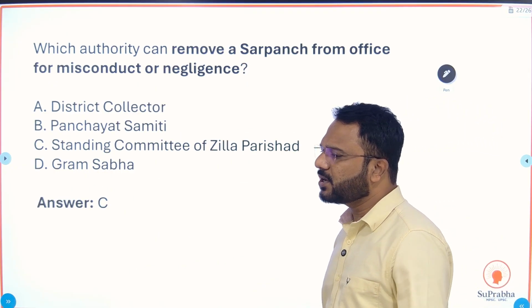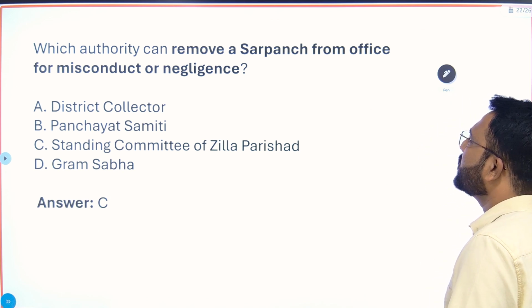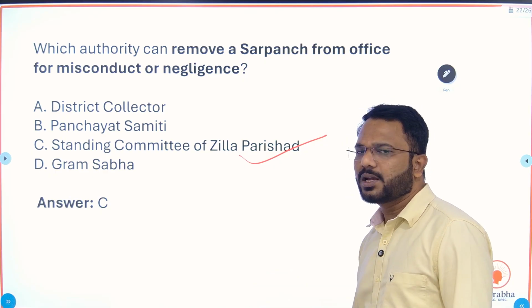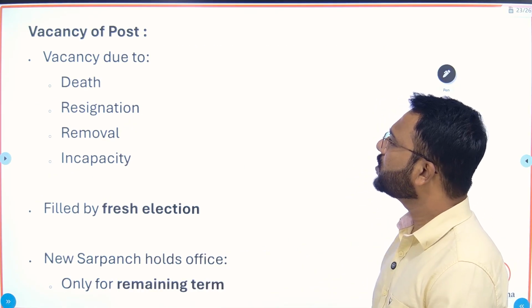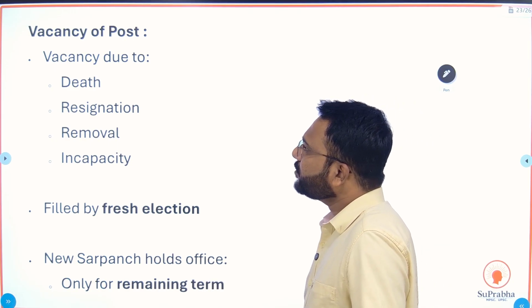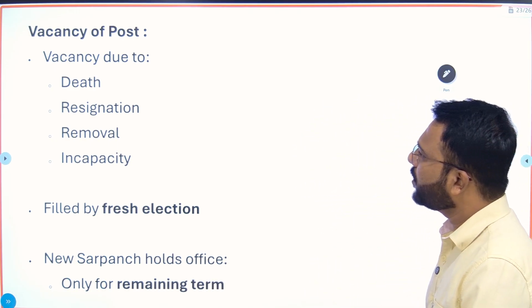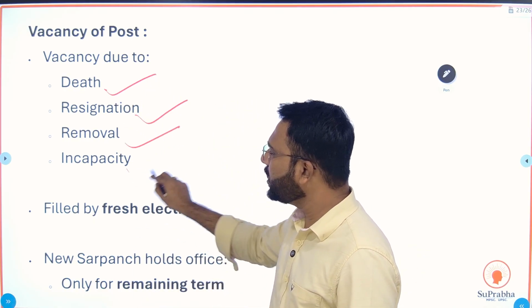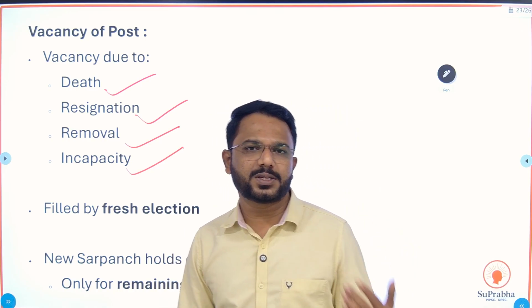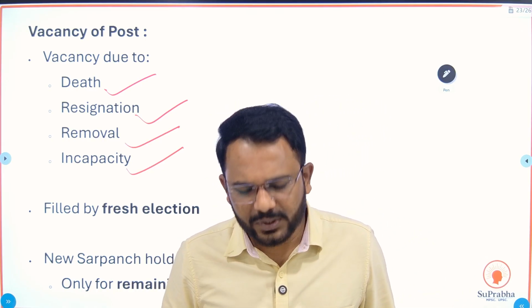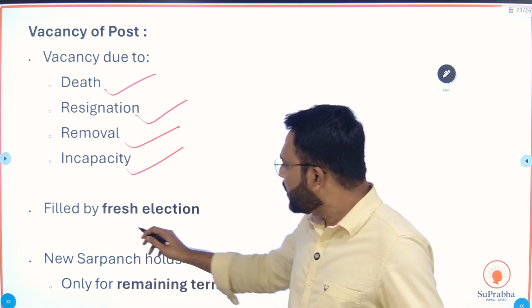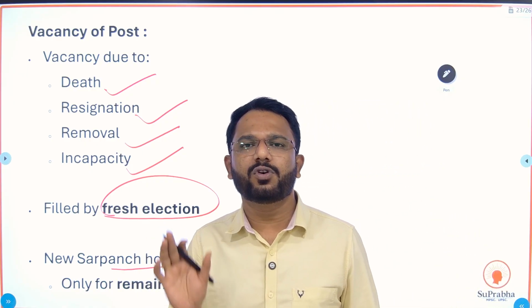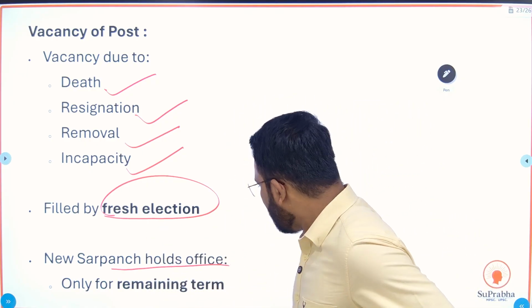So here is the previous year question. Which authority can remove a Sarpanch from office for misconduct or negligence? We have studied this thing. The Standing Committee of Jilla Parishad is the authority which takes up the matter of removal. Okay. Vacancy of post. Vacancy due to death, resignation, removal, and incapacity. If certain vacancies of this type appear, the vacancy is filled by fresh elections and the new Sarpanch holds the office only for the remaining term of that Gram Panchayat.